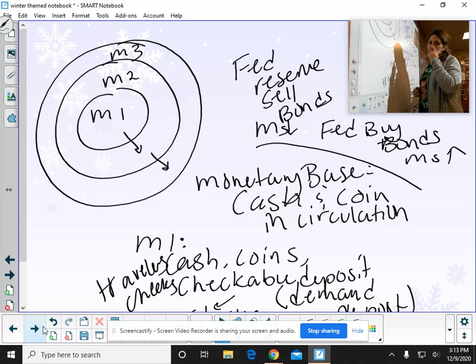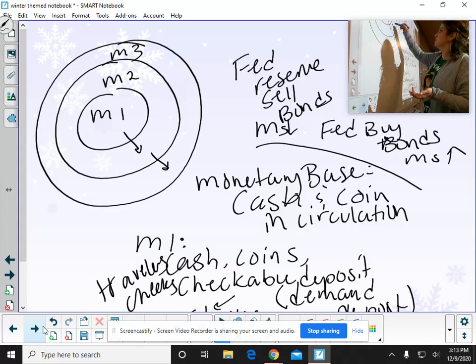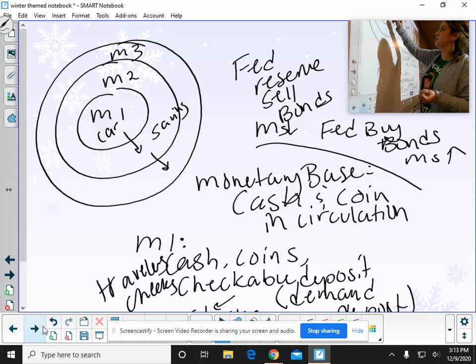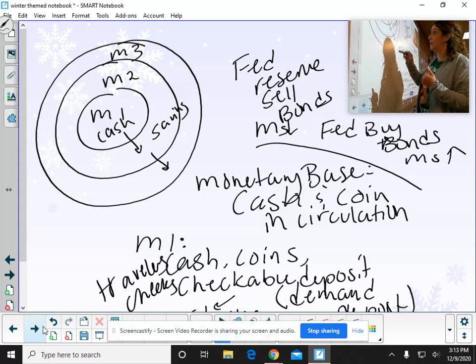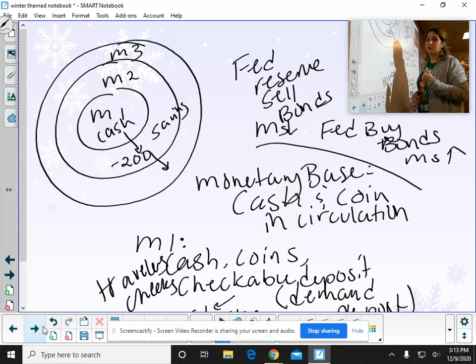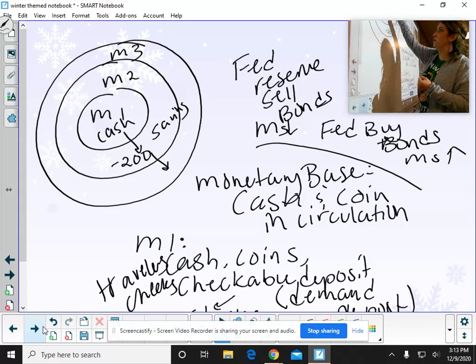But sometimes the situation would be like, Miss Taylor withdraws $200 from her savings account in the form of cash. So savings is in M2 and cash is in M1. So I take $200 out of my savings account, so M2 goes down by $200. Well, M1, I just converted it from savings to cash, and cash is in M1. So plus $200 in cash in M1.